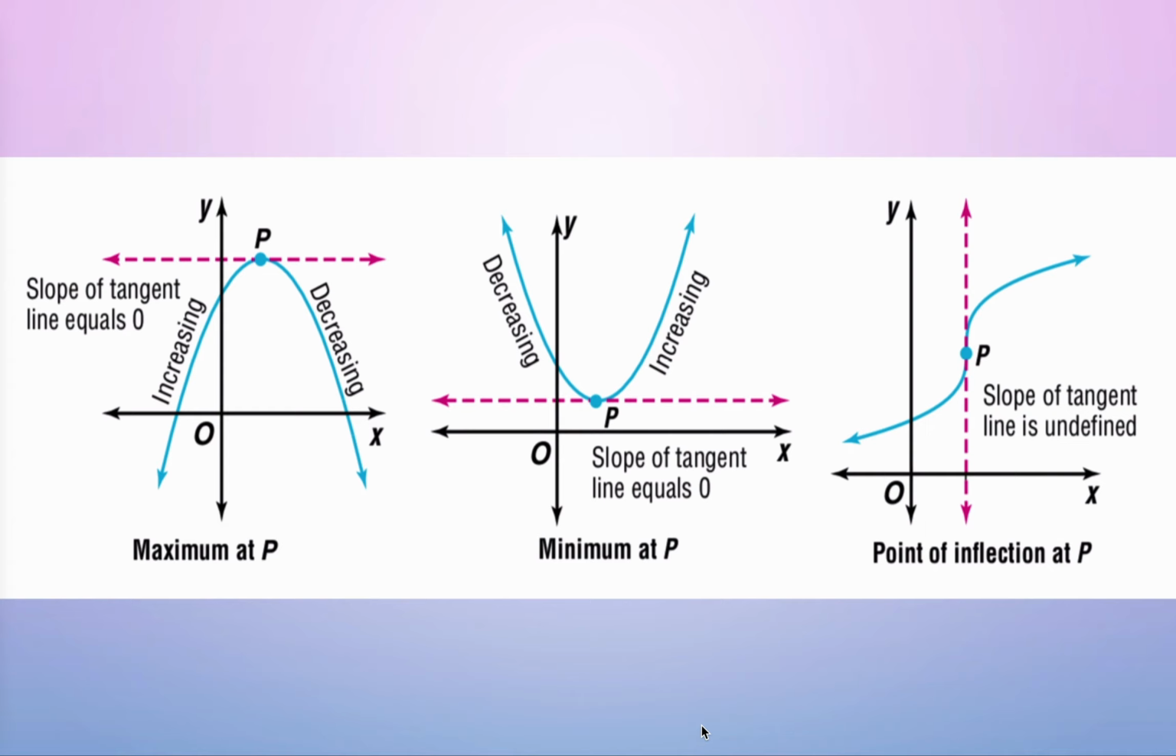All right, so here is a maximum at point P. You're increasing up to P, you're decreasing after P. Horizontal tangent line. Here you're decreasing up to point P and increasing afterwards. You've got a horizontal tangent line, that's a minimum. Here you've got a vertical tangent line, but your function is only increasing. It doesn't switch, so that's a point of inflection.